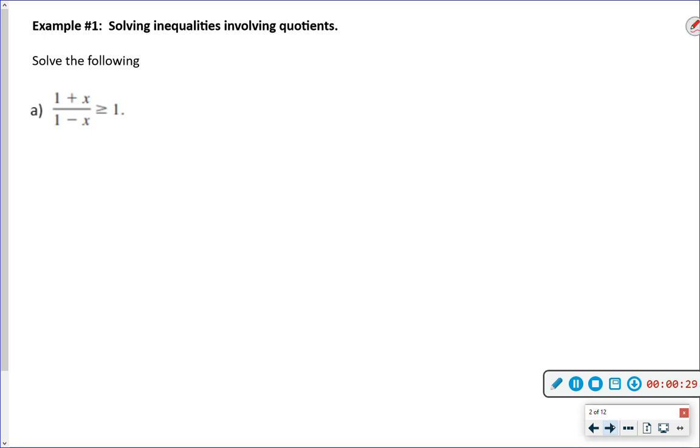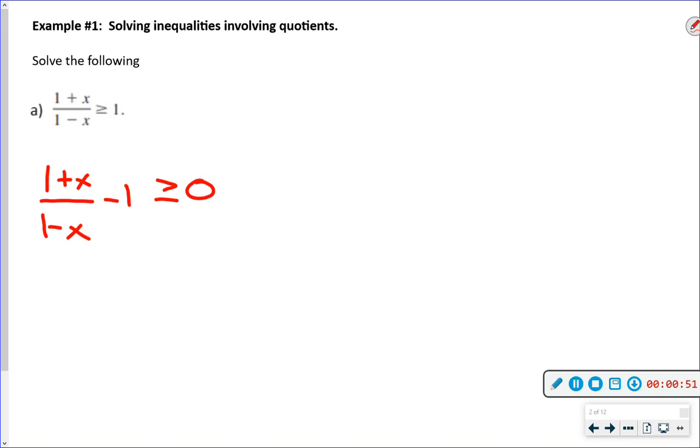Okay, so instead of making some big long list of process, I'm just going to show you how to do it. First things first, like when you factor, you want to set it to 0. So the first thing I'm going to do is subtract 1 over to my left-hand side. So minus 1. So just like when you have your factoring, set it to 0.